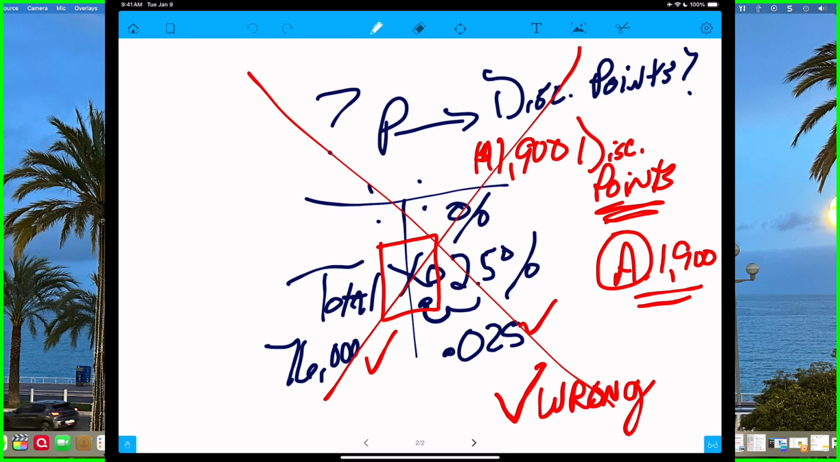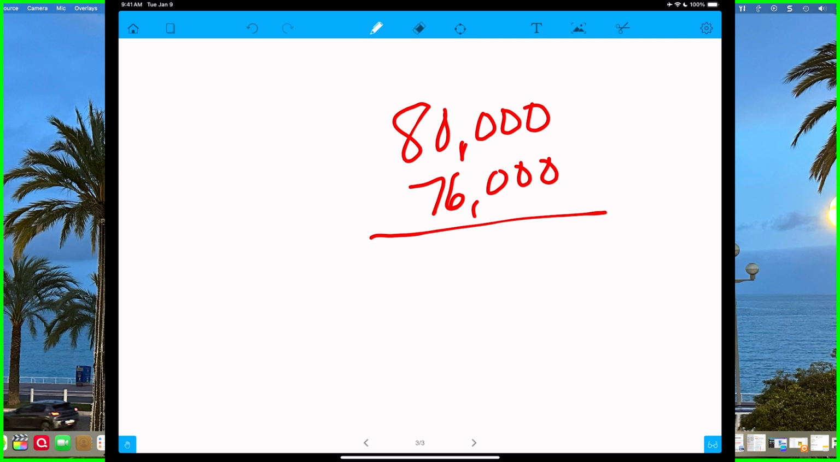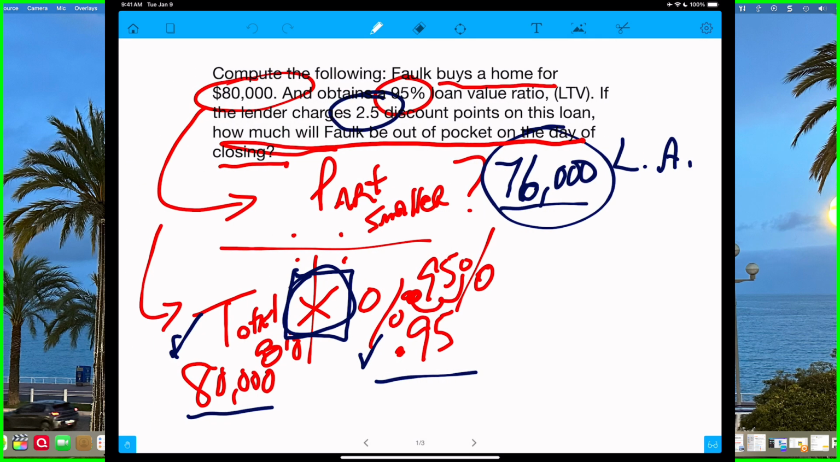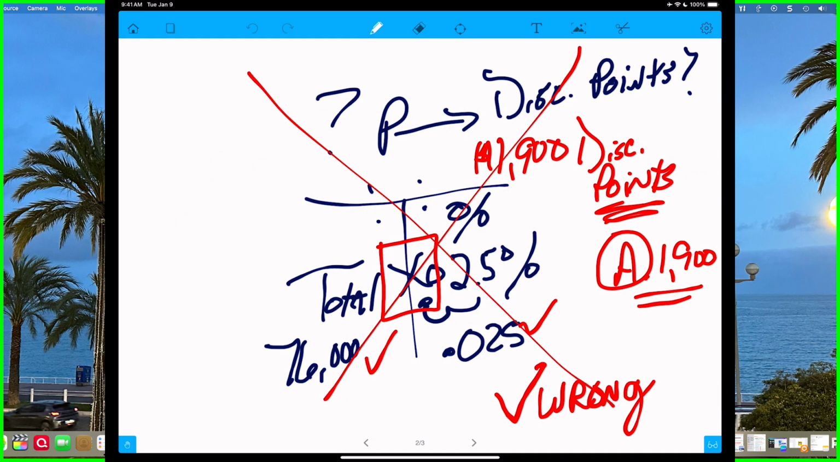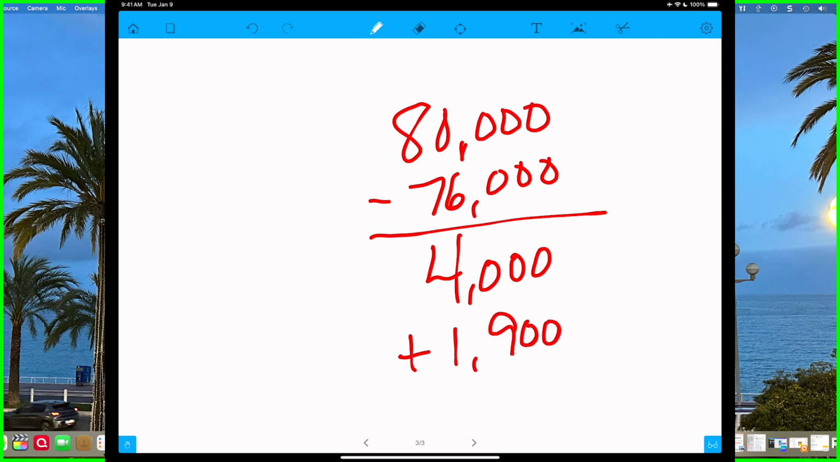Well, if you're buying a home for $80,000 and you're getting a $76,000 loan, let's just go back and double check here. Buying a home for $80,000, 95% loan to value, which we came up with $76,000. So when you subtract $76,000, Falk needs to come up with $4,000, plus Falk will also need the discount points of $1,900.